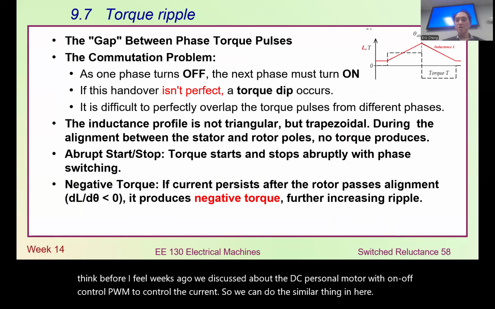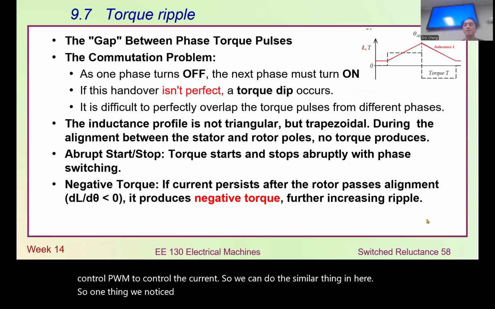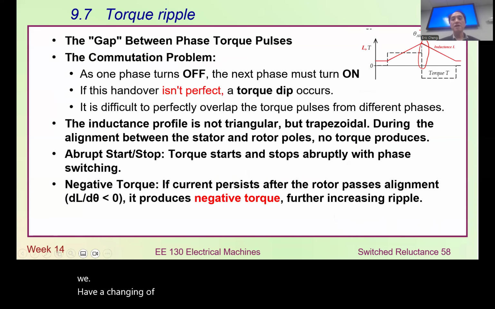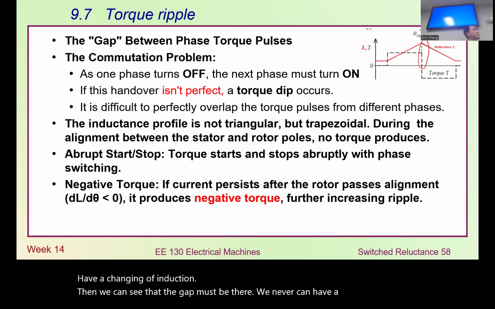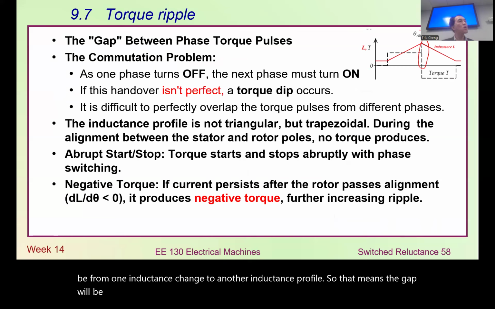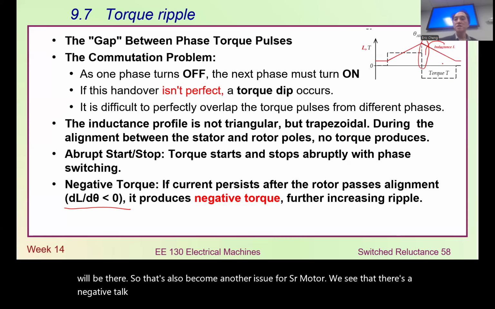So one thing we noticed is the torque ripple gap. Whenever we have a change of inductance, the gap must be there. We can never have a perfect transition from one inductance profile to another. So that means the gap will be there, and that's also one of the issues for the SR motor. We see that there's a negative torque in this region. So how we control the current to eliminate the current in this negative torque will be one of the control methods.